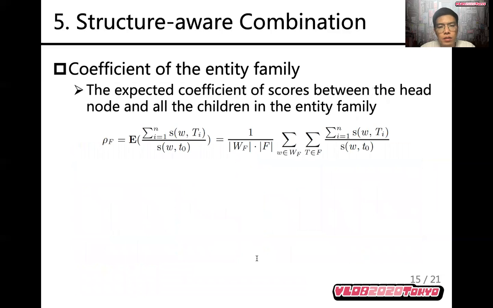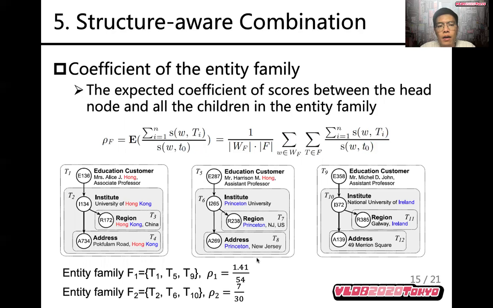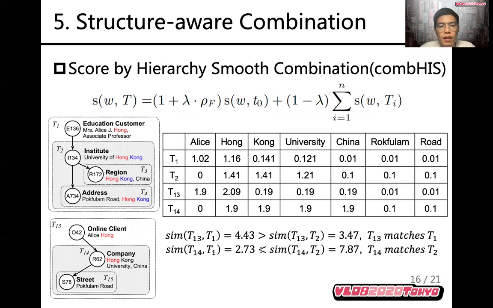The coefficient law is learned from all the entities in an entity family to tell the difference of a term's importance in the parent and children entities. For example, the entities T2, T6, and T10 share the same structure, and the coefficient law is 7 divided by 30. Then the hierarchy smooth combination function is defined recursively with the help of coefficient law, and lambda is a smooth factor in the range of 0 to 1 on weighting the parent and child entities. As in the example, the score by hierarchy smooth combination function can derive the correct matches of T13 and T1 and T14 and T2.